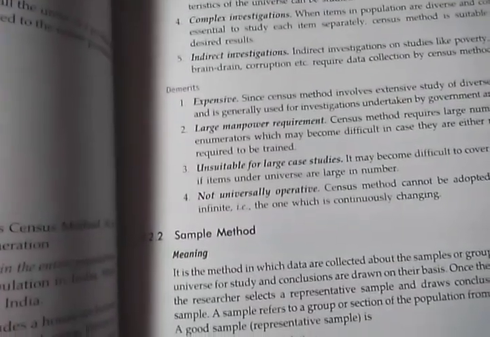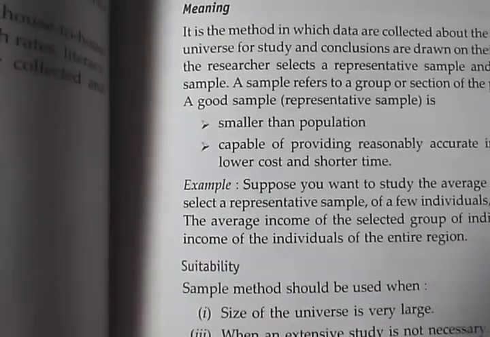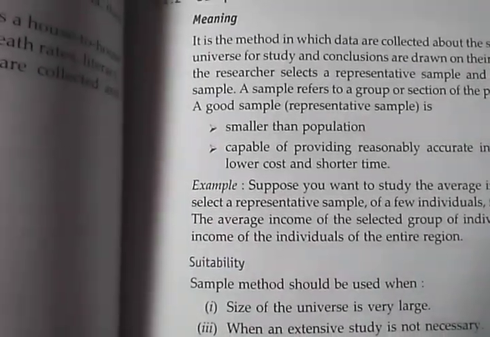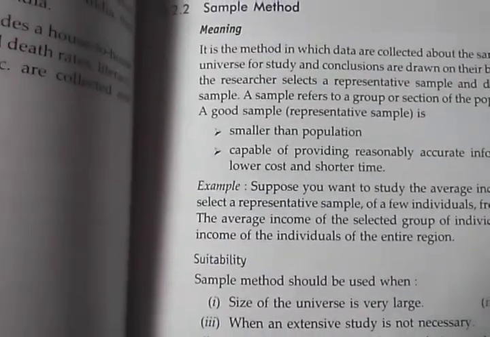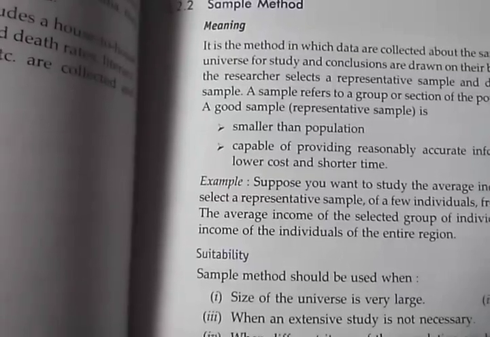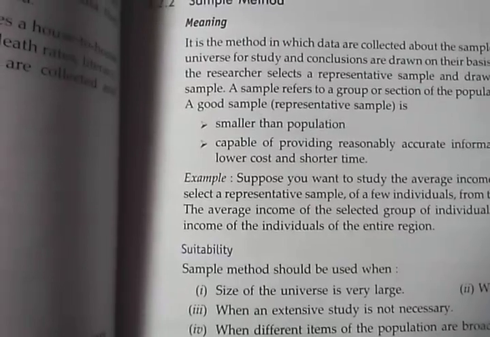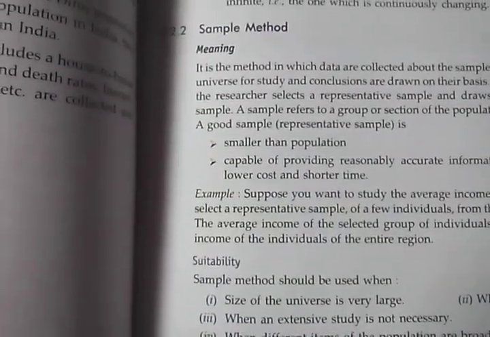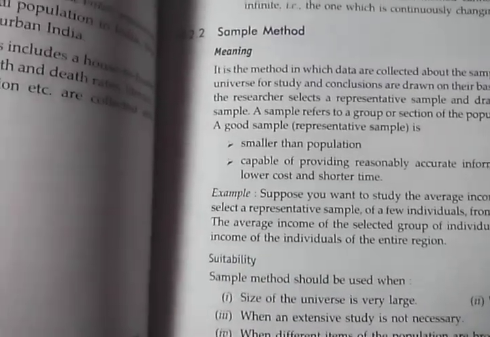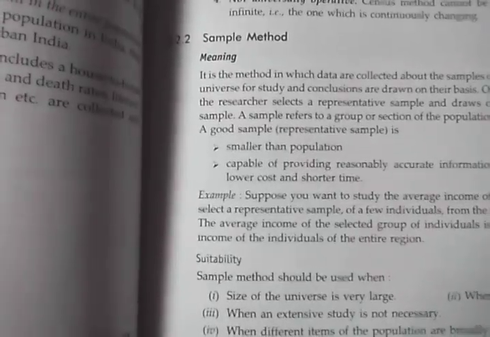Sample method, where sample method is applicable. Point number 1, sample smaller than the population. Suppose there are 40,000 population in a particular block, then who collects the data is taking only 40 persons out of 40,000. That means one person from 1,000. So it will be very convenient if you select the sample from the entire group.